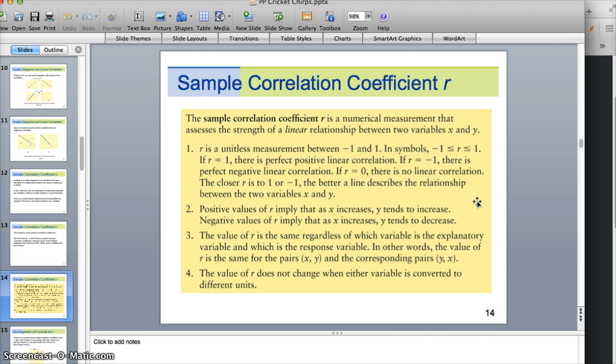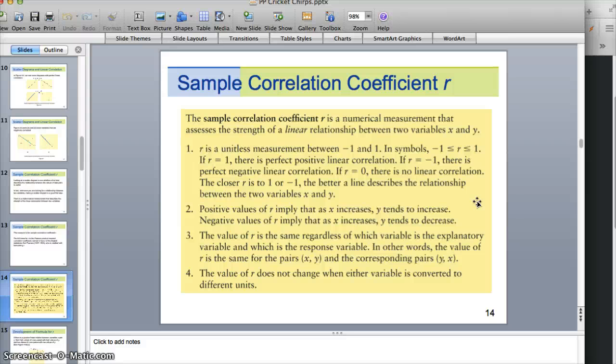If R is 1, there's a perfect positive linear correlation. If R equals -1, there's a perfect negative linear correlation. If R equals 0, there is no linear correlation. The closer R is to 1 or -1, the better a line describes a relationship between the two variables x and y. Positive values of R imply that as x increases, y tends to increase. Negative values of R imply that as x increases, y tends to decrease.